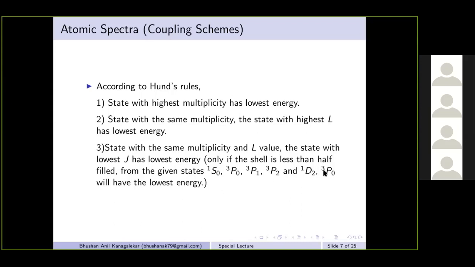So if you see these term values, which are there here, 1S0, 3P0, 3P1, 3P2. Out of that, the state with the highest multiplicity, 3P0, 3P1, 3P2, will have the lowest energies. Then if the states have the same multiplicity, like 3P0, 3P1 and 3P2, then the state with the highest L value will have the lowest energy.